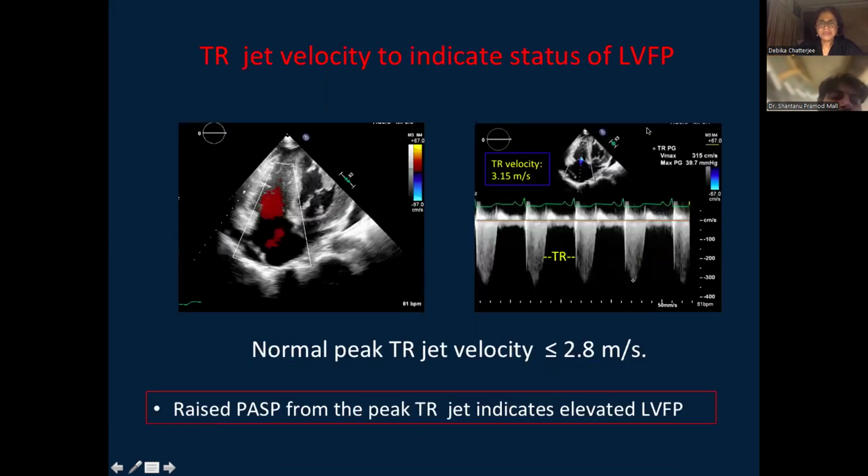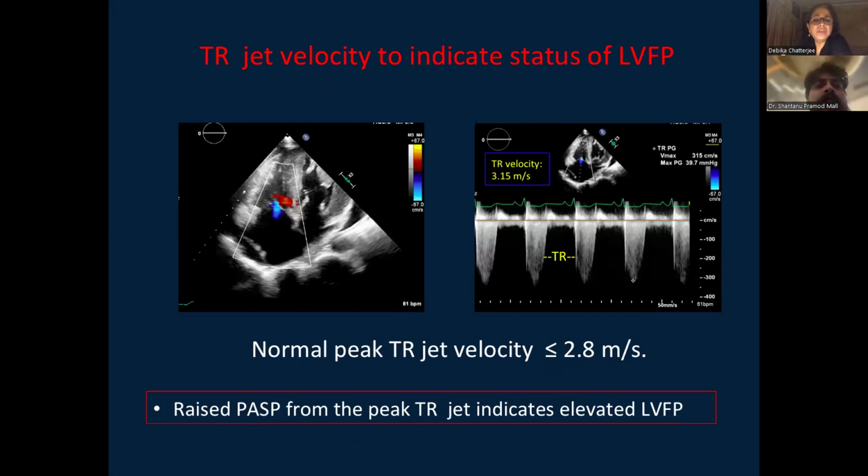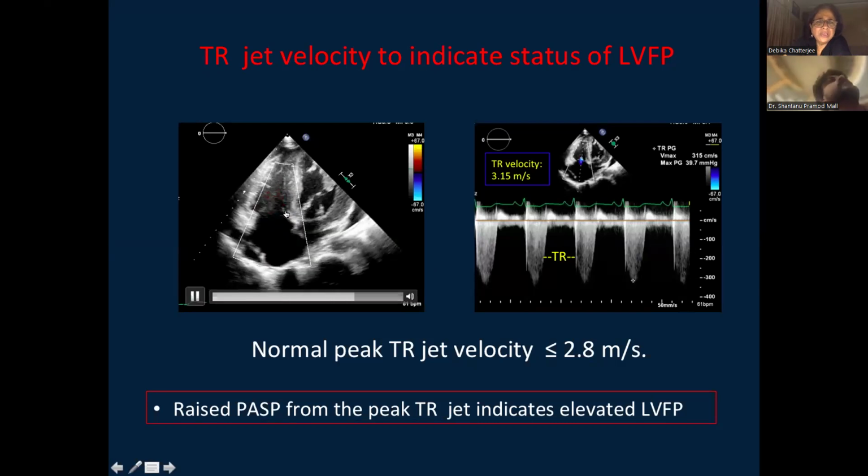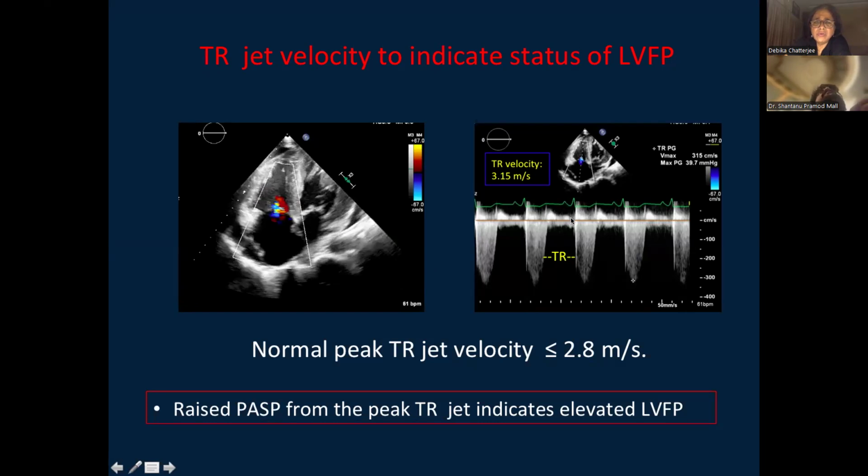Now, another criterion is looking for the tricuspid regurgitation jet velocity to indicate the status of LV filling pressure. Here you see there is a small tricuspid valve regurgitation. See, this is the RV modified view. And then I get the cursor and I get the continuous wave Doppler to get the TR jet velocity.